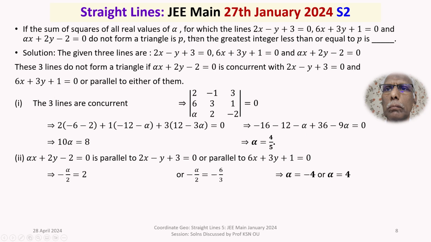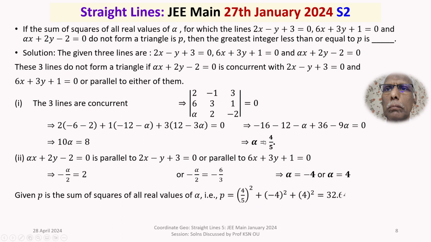Now what is P? P is the sum of the squares of all real values of alpha. So P is equal to (4 by 5) square plus (minus 4) square plus 4 square. And when added, it will be 32.64. So what is the greatest integer? The greatest integer less than or equal to P, that is 32. Therefore, the bracket P is 32. It is a numeric value type question. Therefore, the answer is 32.